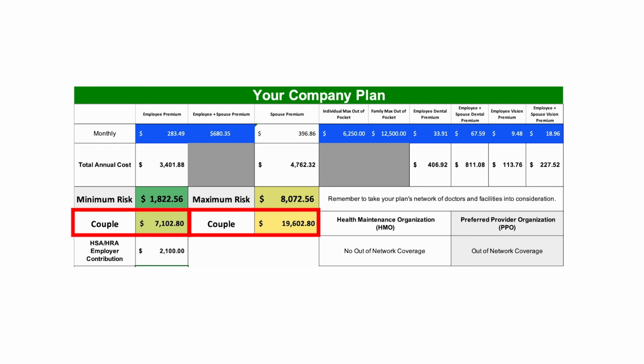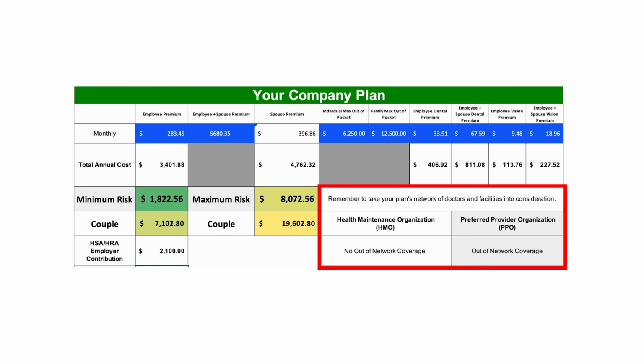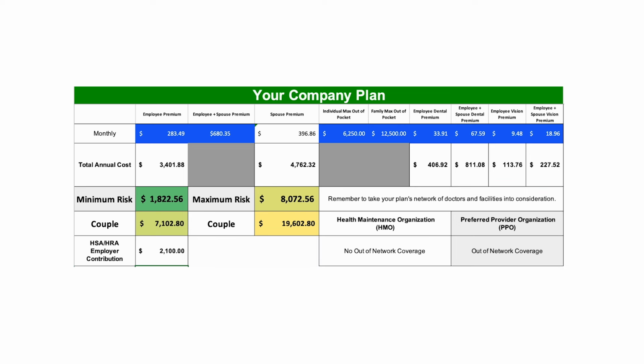Below that, we have the same minimum and maximum risk boxes based on a couple, so including the spousal portions of the grid. These are adding up all of the costs and subtracting any employer HSA or HRA contributions. The last note here to remember is to consider your plan's network of facilities and providers. Employer plans are most often health maintenance organizations, referred to as HMOs, or preferred provider organizations, referred to as PPOs.